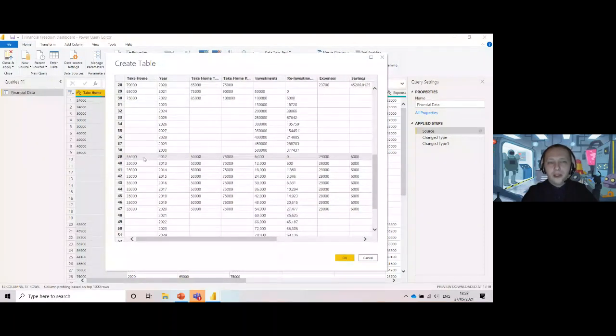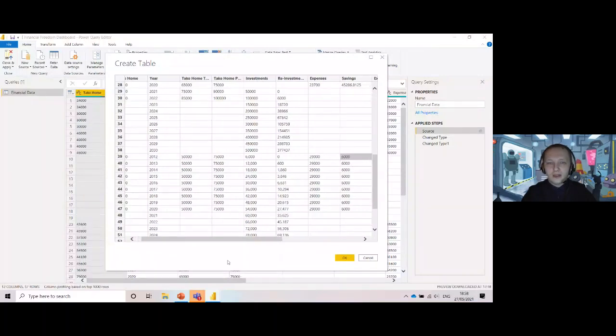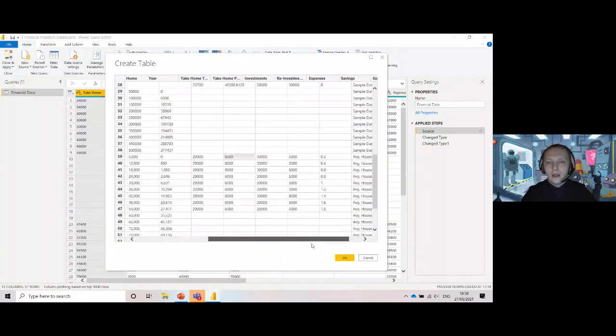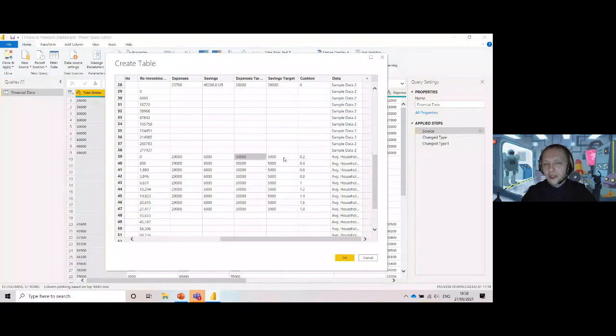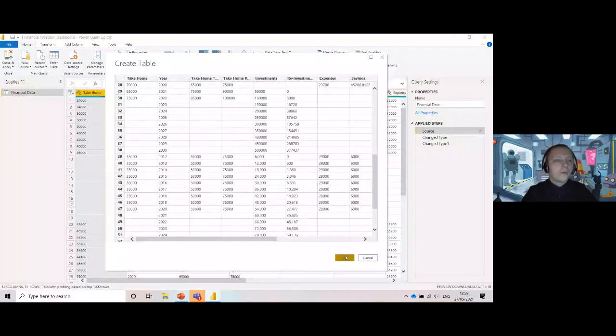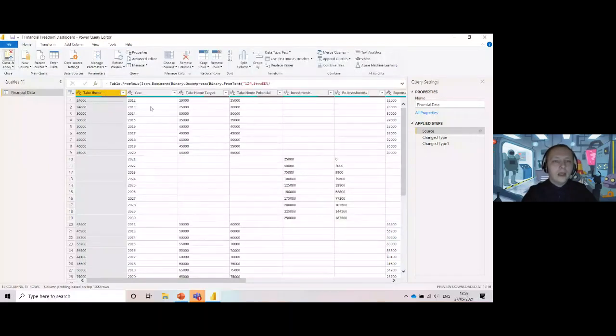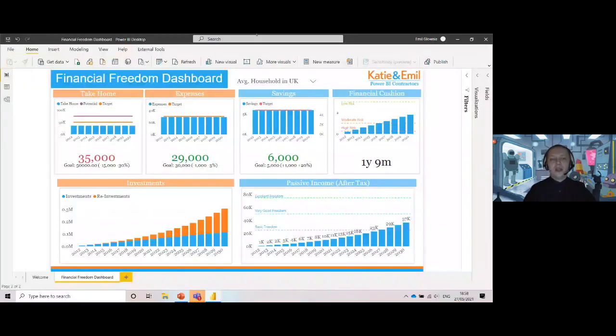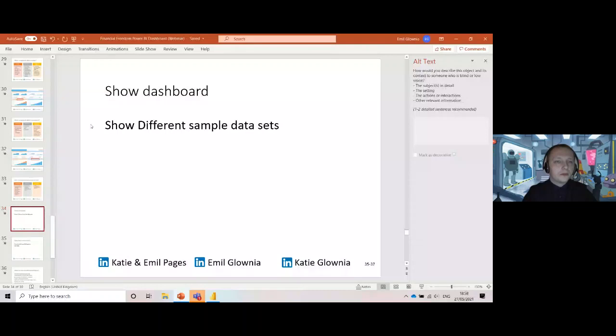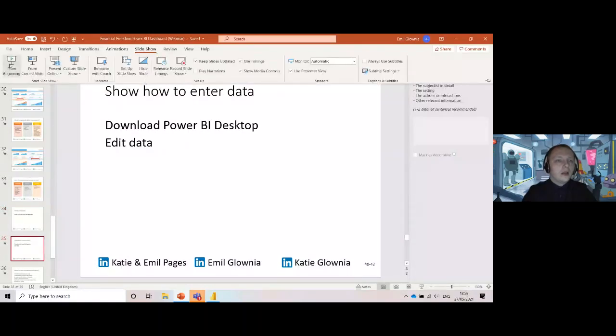Fill in your take-home year, take-home target, potential, investment, reinvestments, expenses, savings. And the cushion is in decimal years, and that will essentially display the data on this dashboard. So I do encourage you to, let me just go to the presentation.